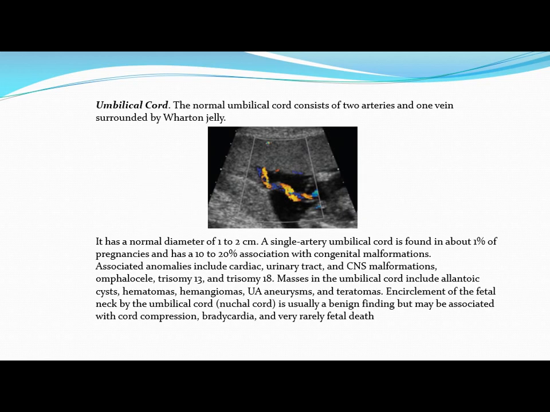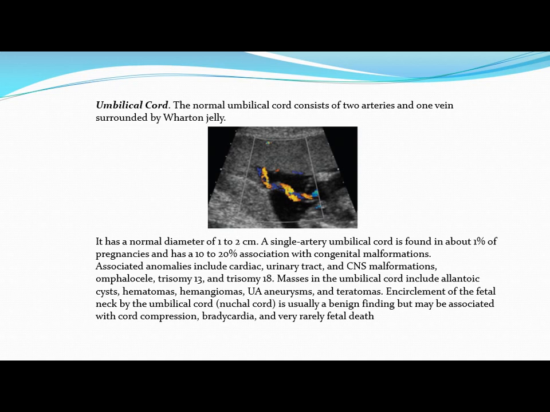Umbilical cord. The normal umbilical cord consists of two arteries and one vein surrounded by Wharton's jelly. It has a normal diameter of 1 to 2 cm. A single artery umbilical cord is found in about 1% of pregnancies and has a 10 to 20% association with congenital malformation. Associated anomalies include cardiac, urinary tract, and CNS malformations, omphalocele, trisomy 13 and trisomy 18.